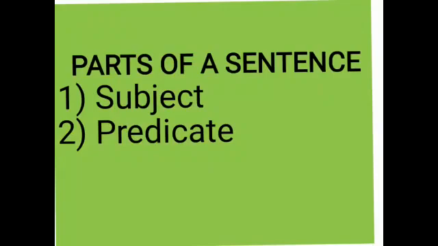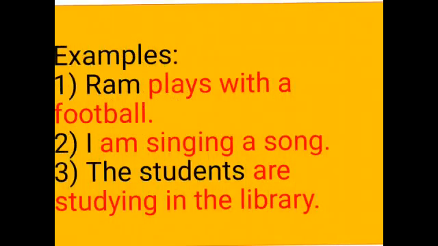Now let us study parts of a sentence. There are two parts of a sentence. First one, that is subject, and second one is predicate. There are some examples before you so that you can understand the difference between subject and predicate. Let us read first one. Ram plays with a football. So what is our subject part? Ram, this is your subject part, and predicate part is plays with a football.